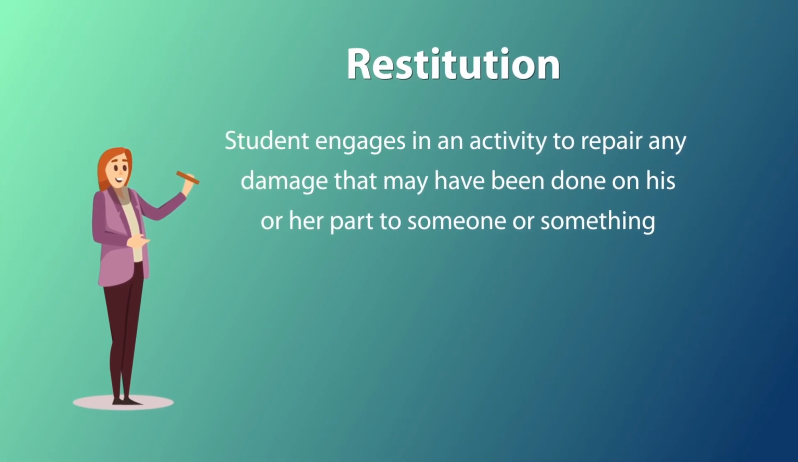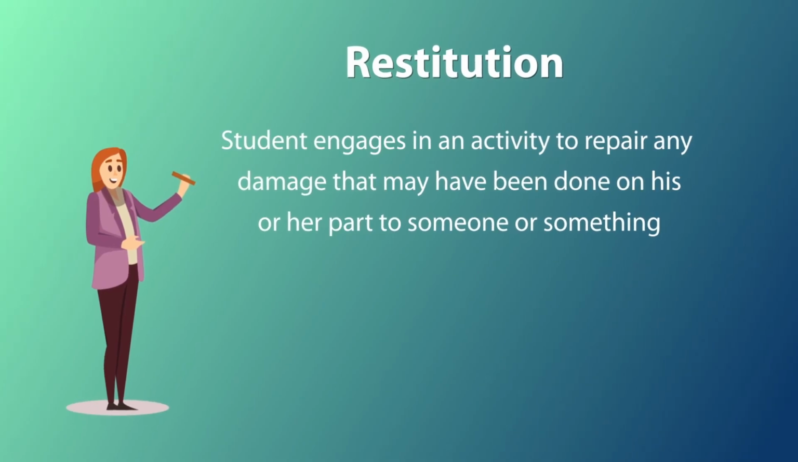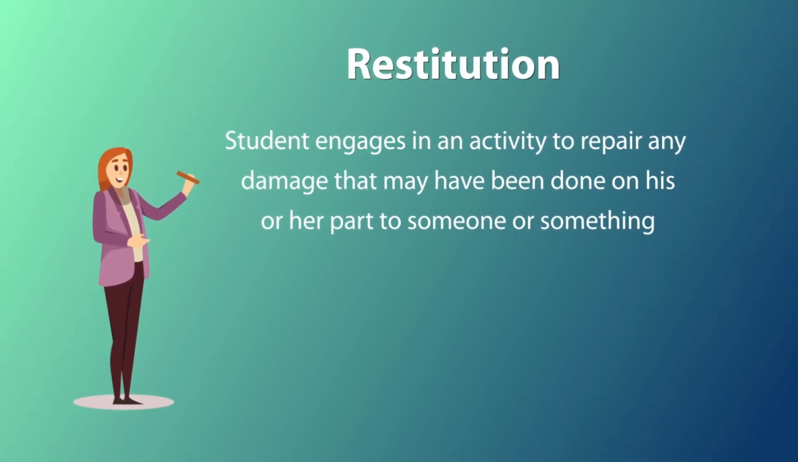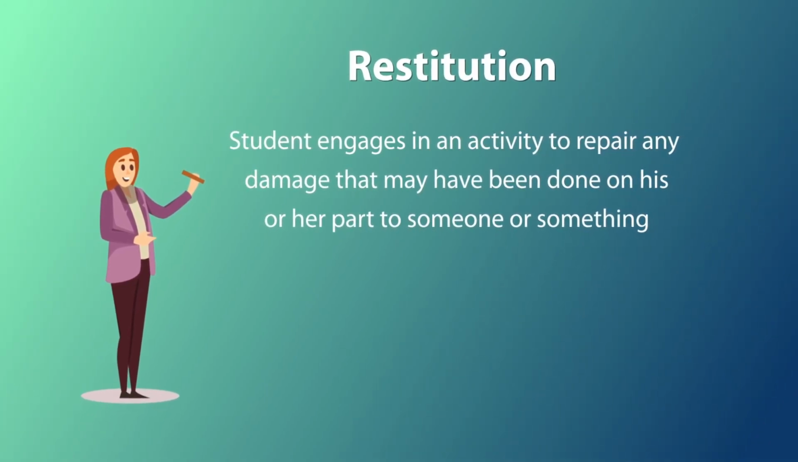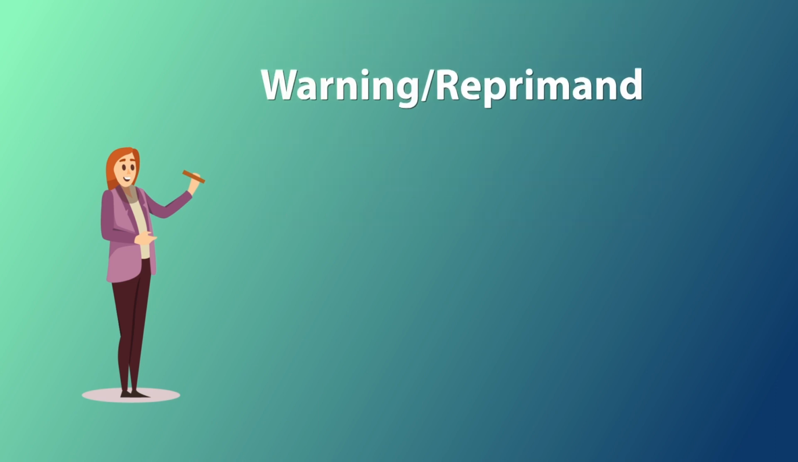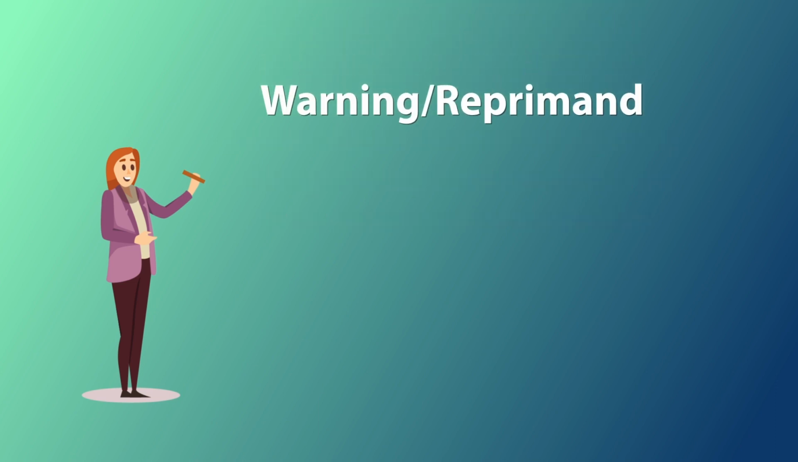Then restitution means that if a student has done something wrong, some damage to a property or to a peer, then students are asked to repair the damage which they have done on their own. In this way, they learn how difficult the repair of damage is, and in future they may not cause any damage.